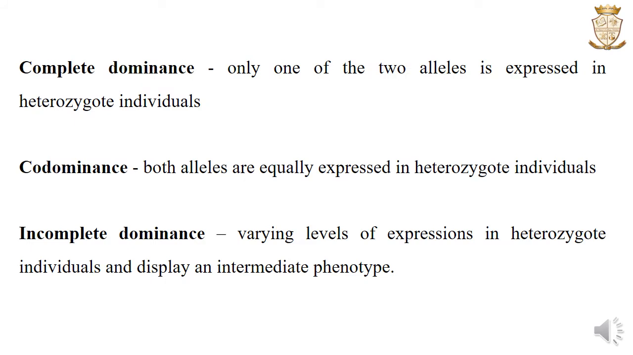So we will begin with the three types of dominance which are observed in genetics. They are complete dominance, where only one of the two alleles is expressed in a heterozygotic individual. The second type is codominance, where both alleles are equally expressed in a heterozygotic individual. And in incomplete dominance, there will be varying levels of expressions in heterozygotic individuals, and each individual may display an intermediate phenotype.